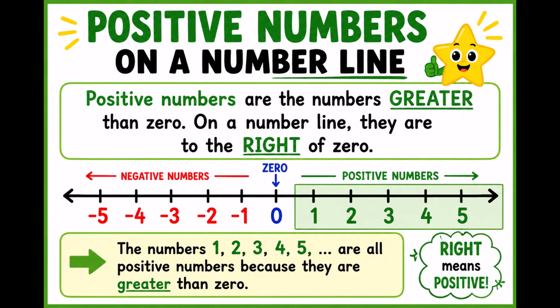Positive numbers. On a number line, positive numbers are the numbers greater than 0. On a number line, they are to the right of the 0. The numbers 1, 2, 3, 4, 5, etc. are all positive numbers because they are greater than 0. Right means positive.